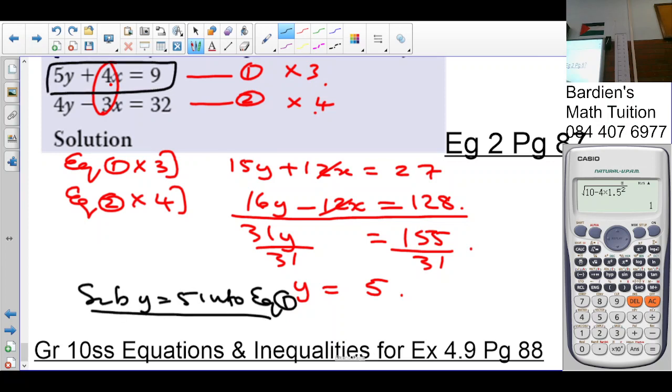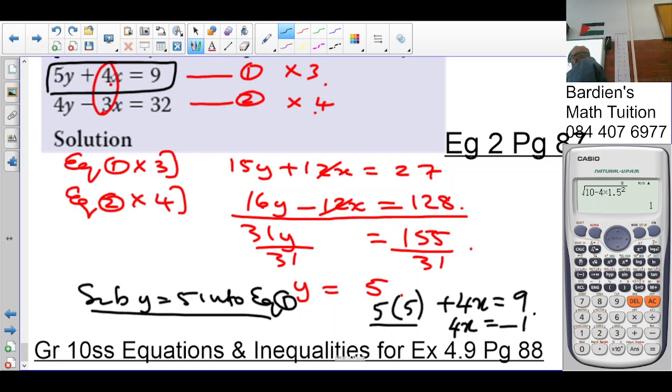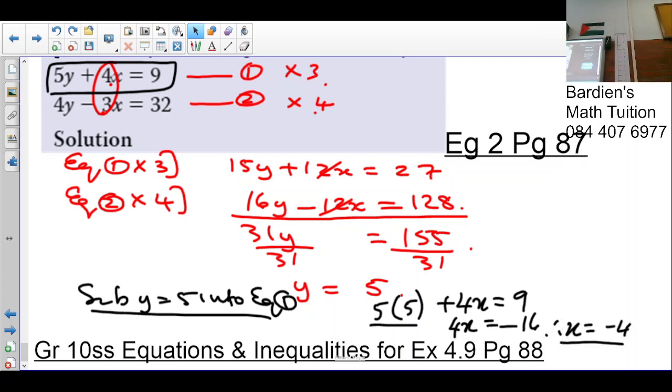So what do we write? 5 times 5 plus 4x equals 9. What's 5 times 5? 25. What's 9 minus 25? Negative 16. Divided by 4 both sides. The x is negative. So x is negative 4 and y is 5. People, any confusion there? You will understand.